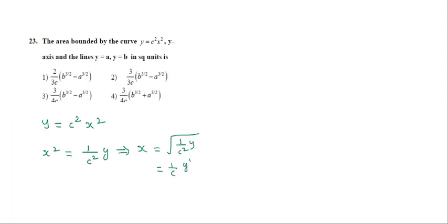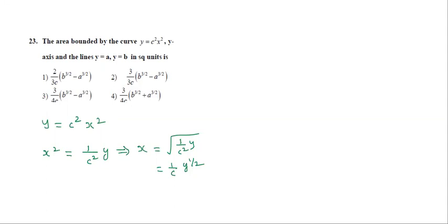Now see the 23rd question. The area bounded by the curve y is equal to c square into x square. So that is x square is equal to 1 by c square into y. Then what is x? x is equal to under root 1 by c square into y. That is 1 by c into y power 1 by 2.